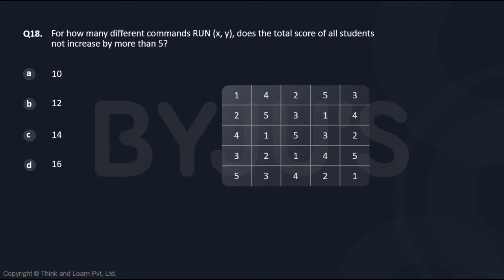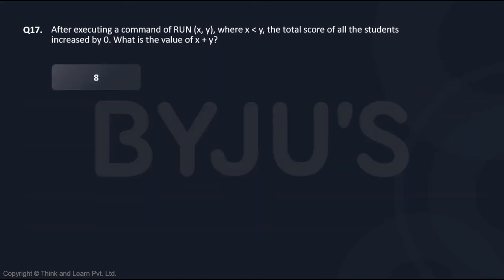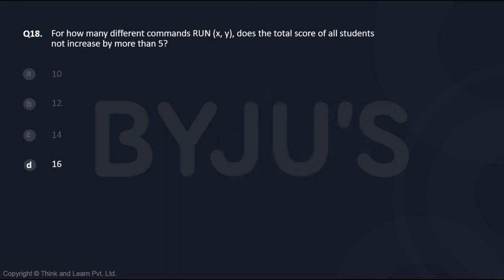For how many different commands x comma y does the total score of all the students not increase by more than 5? So let's take a look at the information again. Total should not be more than 5. So this will be counted. Then this will be counted 2, 3, 4, 5, 6, 7, 8, 9, 10, 11, 12, 13, 14, 15, 16. So totally I have 16 such values. So the answer here is option D, 16. So 3 questions I'll get with all the calculations done. So in hindsight, it looks doable, or it makes sense to write down all the values because you're going to get 3 questions from writing down all the values.